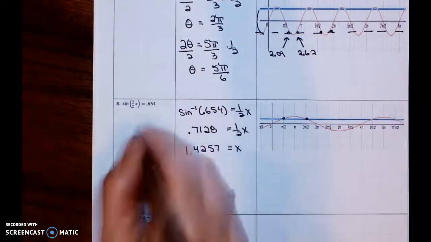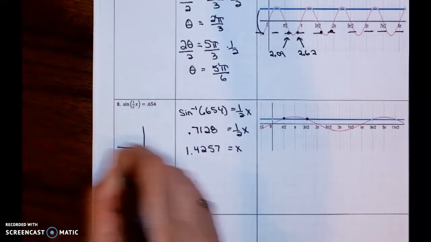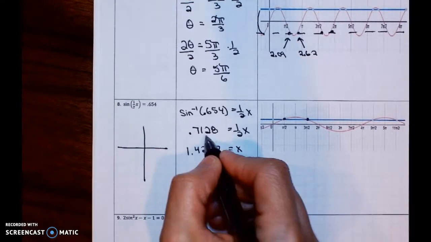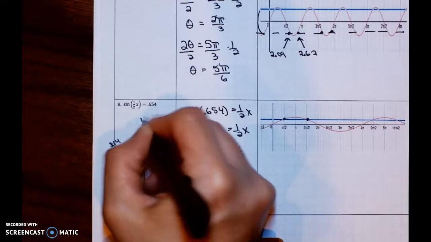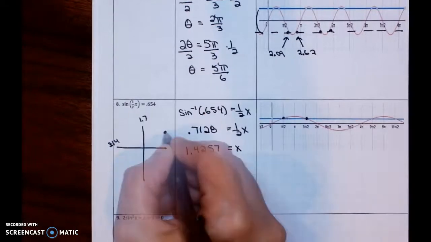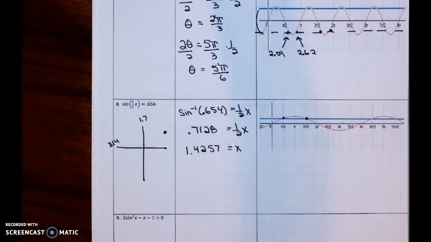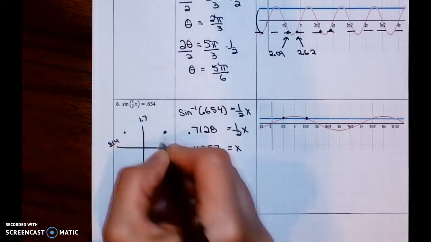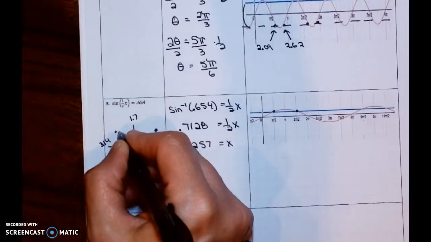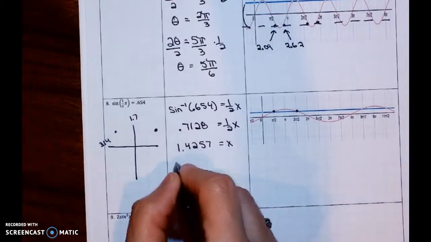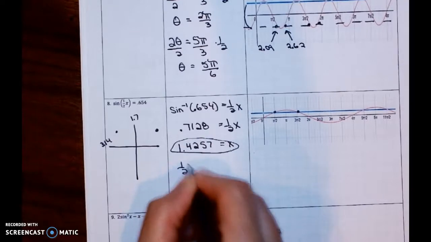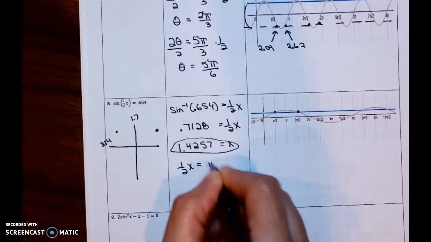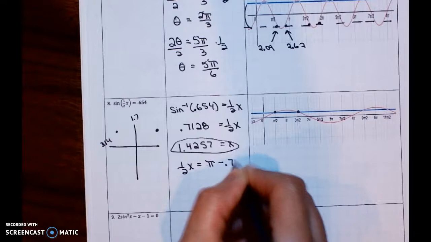Let's go think about on our unit circle. We're looking for when is the sine positive. Well, one of those cases we got was 0.7128. Well, this is 3.14. This is 1.7. That would be roughly in here. When else is that sine positive? Right here. So I go all the way to pi and I go back that amount. So my other solution would be 1/2 x equals pi minus that 0.7128.